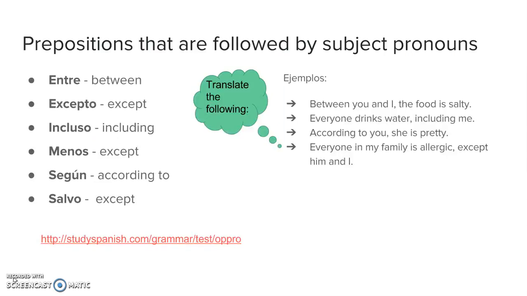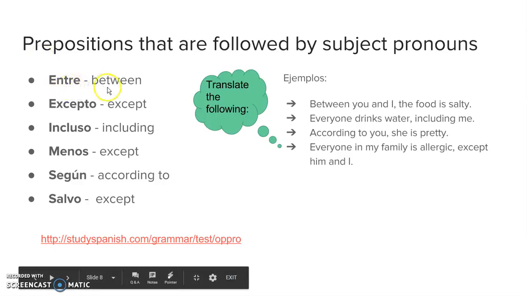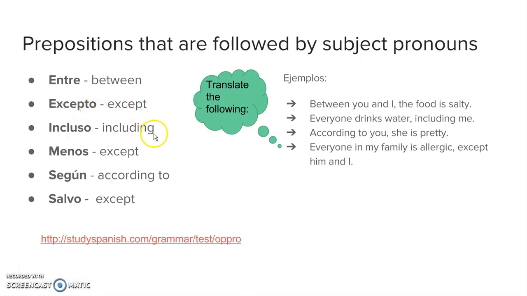Okay, so we have prepositions that are followed by subject pronouns. These are some additional prepositions. They are not in the book, but I do believe they are helpful. And I'd say if you learn two or three of these, it'll expand your vocab a little bit. So we have entre, between, excepto, except, incluso, including, menos, except, según, according to, salvo, except. So we have a few except versions. You can use whichever one you like.